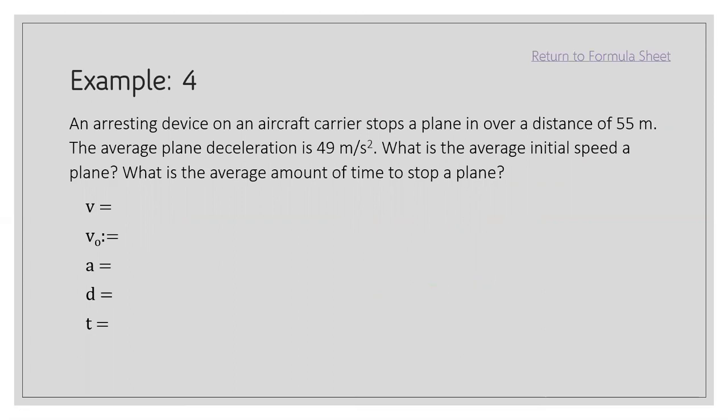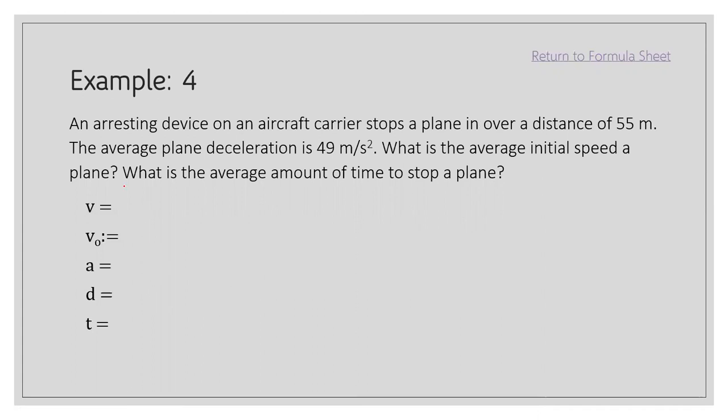An arresting device on an aircraft stops a plane over a distance of 55 meters. The average plane deceleration is 49 meters per second squared. What is the average initial speed of the plane? Apparently I can't write when I write questions down, I leave out words. My apologies. And then we want to know what is the average amount of time to stop the plane. So first of all, what's the average initial speed of the plane?